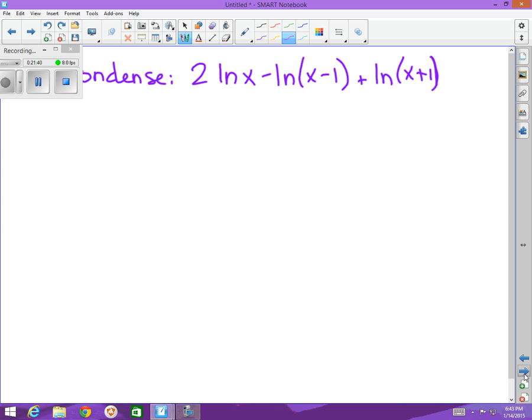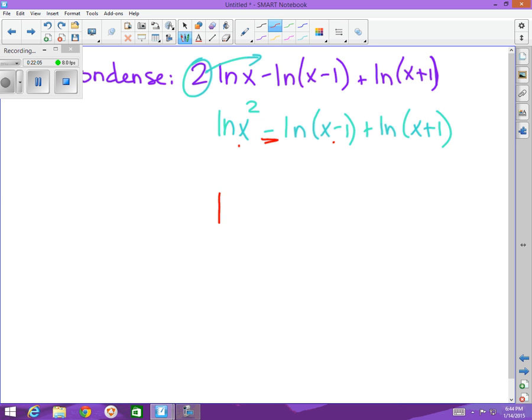Next one, then you had to condense it. And so condensing, because you have a multiplier in front of a logarithm, that gets pushed to the exponent, so that becomes ln of x squared. Nothing else with these. And so now, condensing, we got to get it always down to one logarithm. And so subtraction in between these two means we divide them. So you have ln of x squared over x minus 1 plus ln of x plus 1.